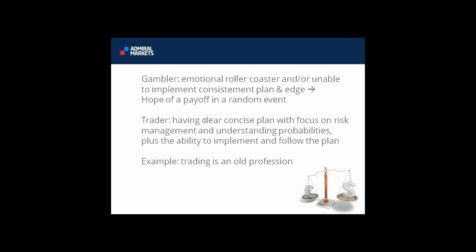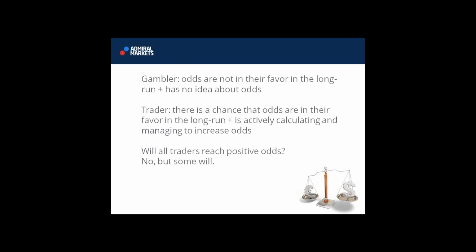One second, let me continue here. A gambler basically doesn't know that there are even odds or doesn't have those odds in their favor, doesn't even think about those odds. A trader is very consciously focused on those odds, always optimizing them, trying to find the best probabilities, I should say. Probability is a bit better word than odds, actually. Odds is more connected to gambling. So always looking for that long-term edge, and we're trying to manage that.